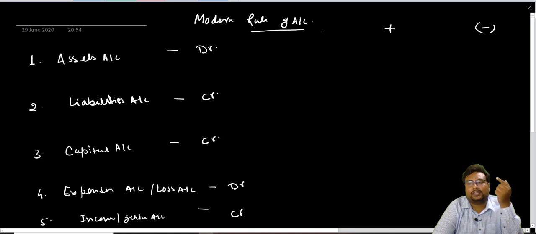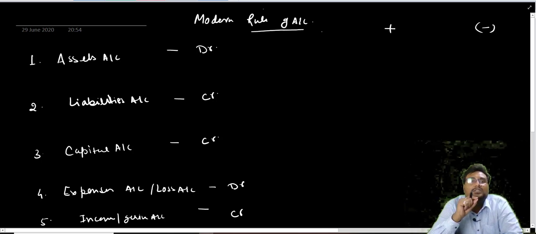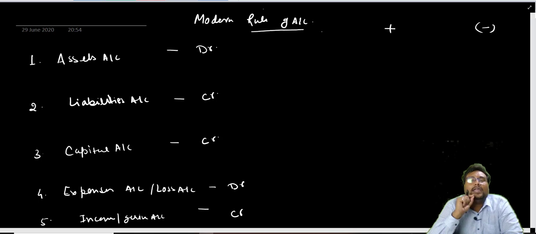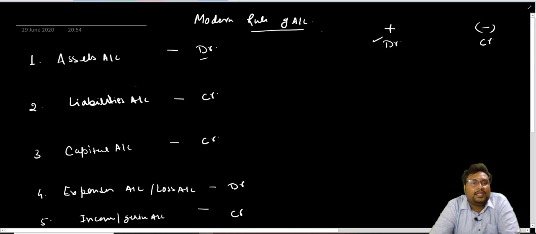For increasing anything, we have to pass in the same side, and for decreasing anything, we have to pass in the opposite side. What did I say? For increasing anything, we pass in the same side, and for decreasing anything, in the opposite side. So if assets increase, debit will again be debit, but if assets decrease, to debit the opposite, it will be credit. So what is the rule? If assets increase, it will be debit. If assets decrease, it will be credit.